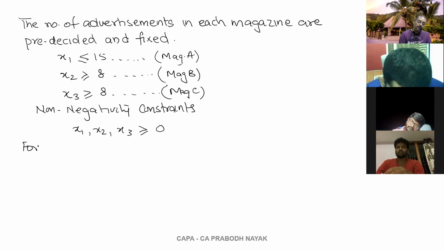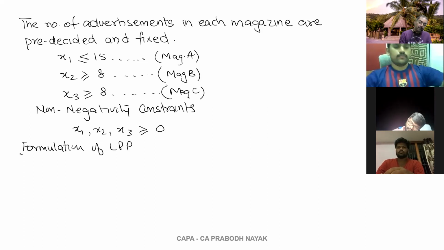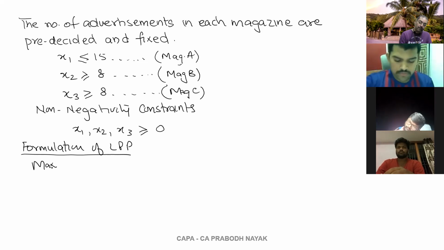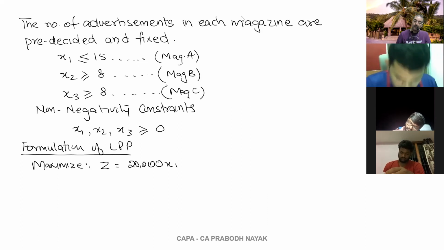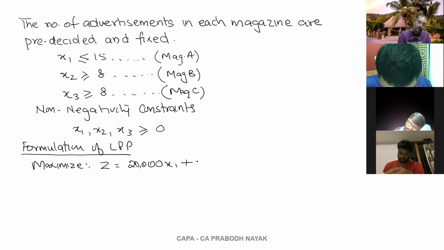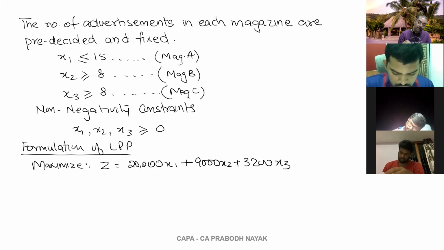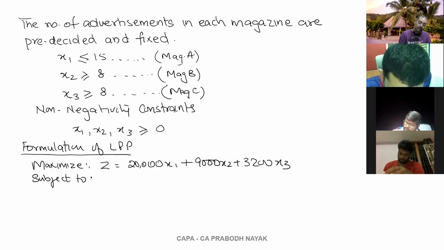So formulation of LPP. Maximize Z is equal to 20,000 X1 plus 9,000 X2 plus 3,200 X3, subject to... one minute.